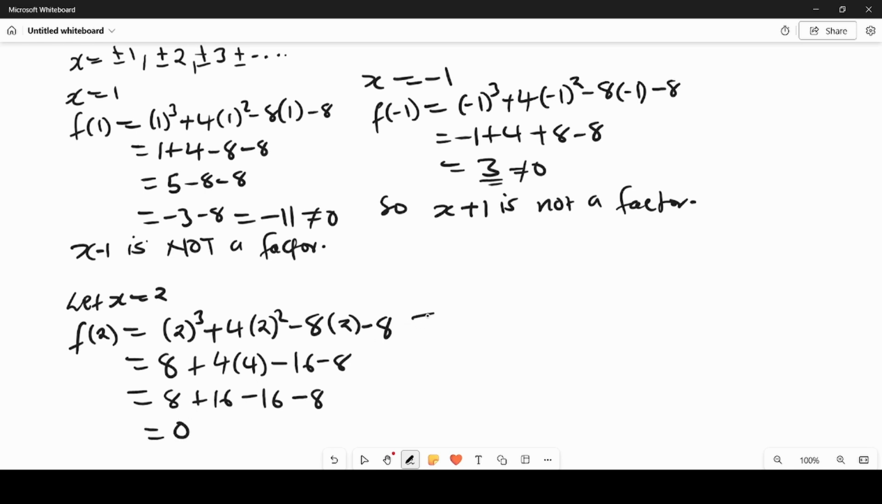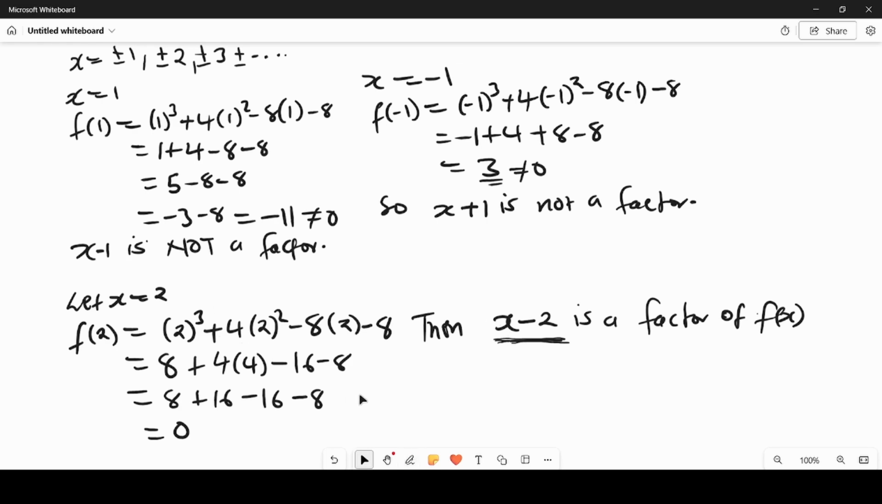So then this means that x is equal to 2, so it should be x minus 2 is a factor of f of x. So let's look for other factors. What you do, you can continue substituting, okay, and in case there isn't any other exact factor, then you simply divide the given polynomial by the factor that you have found, so that you can find other factors.